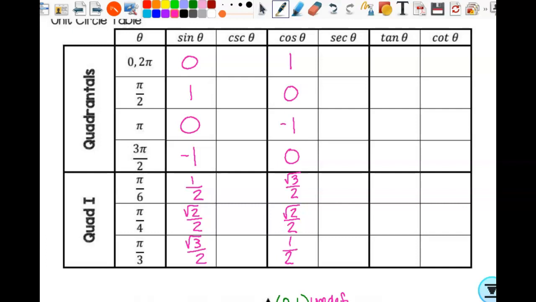So skip the secant column and let's go to the tangent column. What is the tangent of 0? 0. The pi halves?